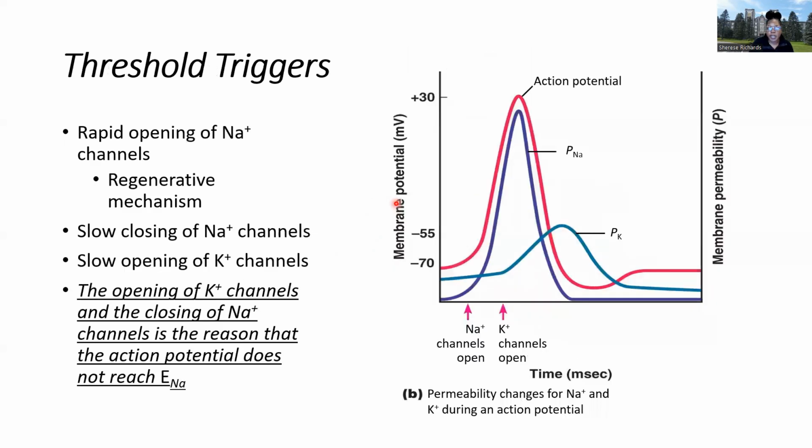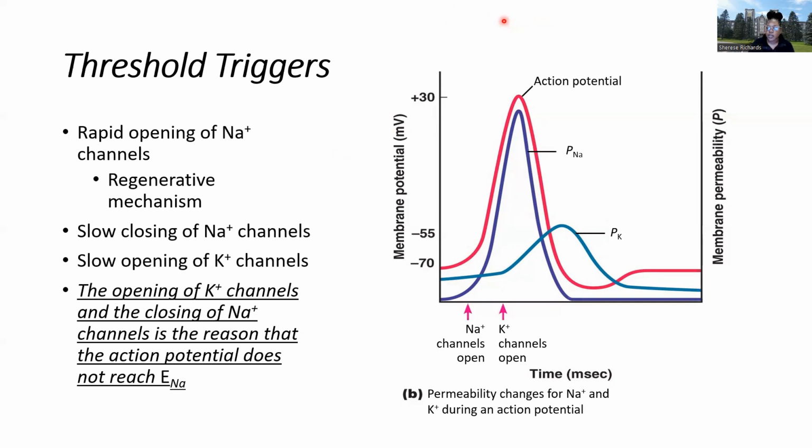Okay, now this is just being reiterated again and again, the same exact concepts, just looking at them in different ways. So the opening up of the potassium channels and the closing of sodium channels is the reason that the action potential never actually gets to +60. So we talked about this idea before, the fact that the movement of sodium is being dictated by the equilibrium potential for sodium, which is way up here at +60.